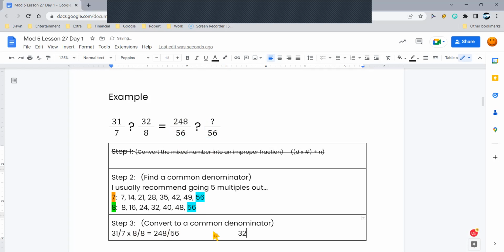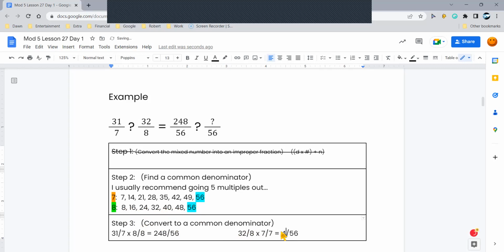So right here, I'm going to do 32 over 8. I'm going to multiply it by some fraction, which equals a whole number, over some fraction of 56. And I know that 8 times 7 is 56, but if I'm not sure, I can count 1, 2, 3, 4, 5, 6, 7. And when I do the denominator, I do the numerator. So now I do 7 times 2, which gives me 14.